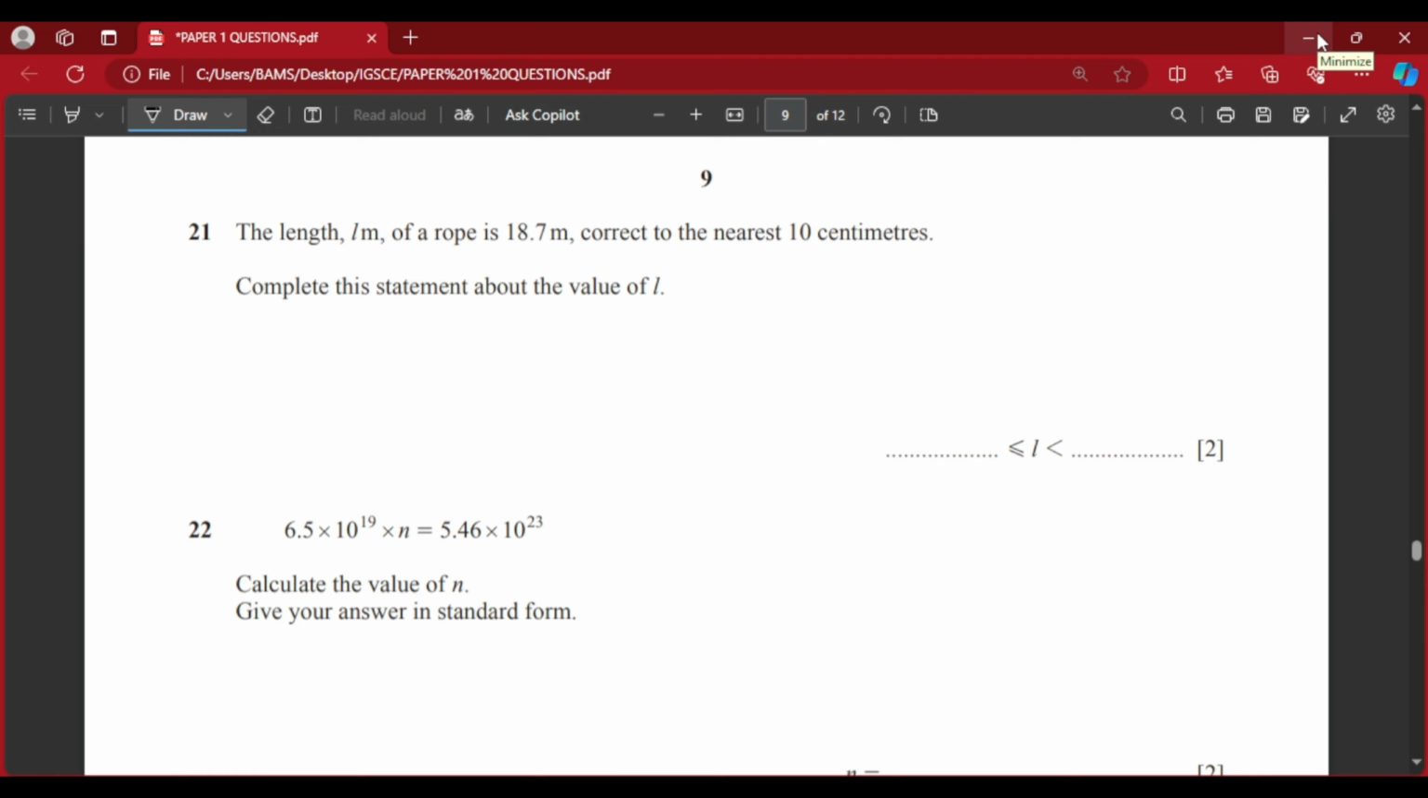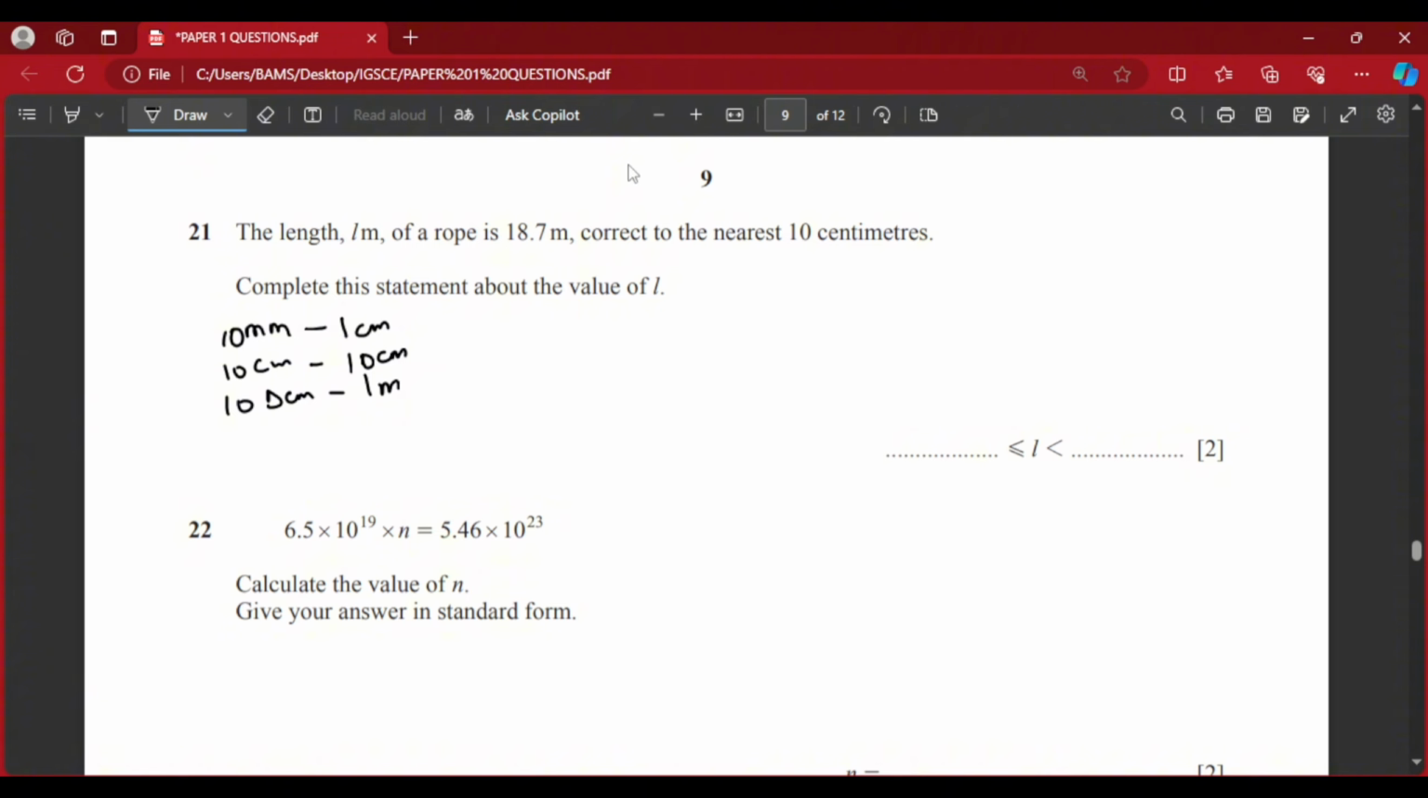Number 21. I want to correct to the nearest 10 centimeters. But first, the value of L is in terms of meters. So remember these particular rhymes that we say when we're much younger. We say that 10 millimeters make 1 centimeter. You remember? 10 centimeters make 1 decimeter, right? Then 10 decimeters is what? 1 meter.